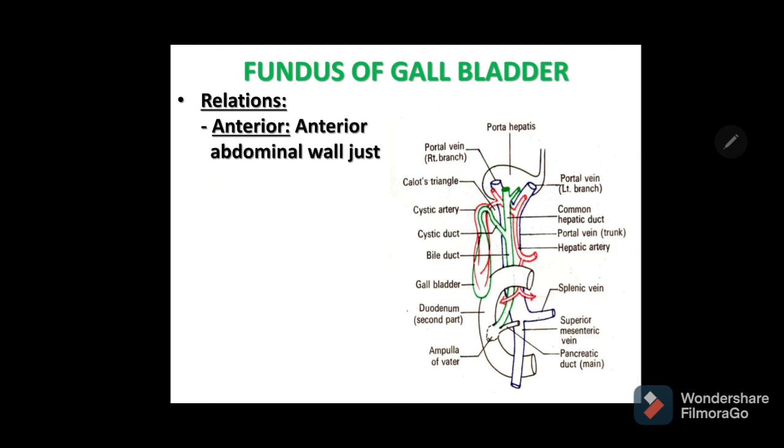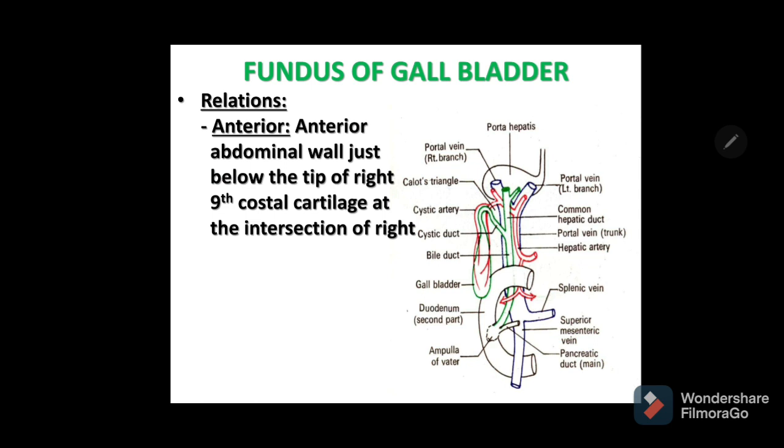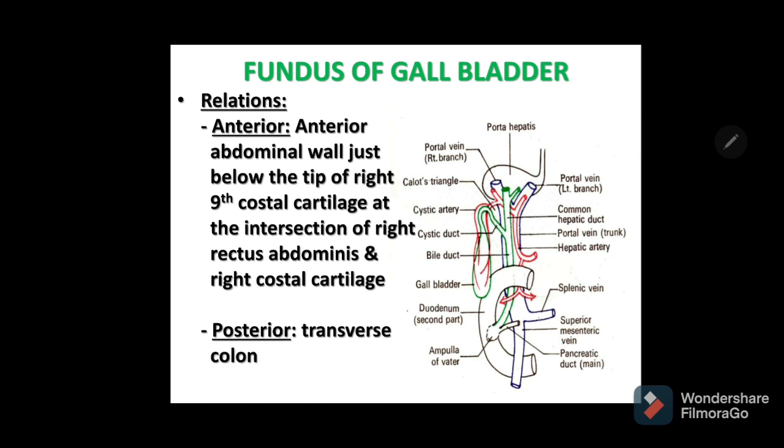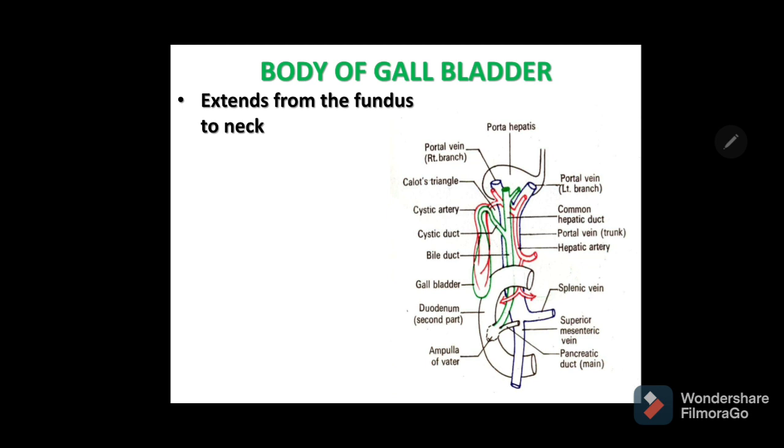Relations of the fundus: anteriorly it is related to the anterior abdominal wall just below the tip of the right ninth costal cartilage, at the intersection of the right rectus abdominis and right costal cartilage. Posteriorly it is related to the transverse colon, because it is related to the inferior surface of the liver, and the transverse colon comes into contact there. Coming to the body, it extends from the fundus to the neck. It is also directed obliquely upwards, backwards and to the left.